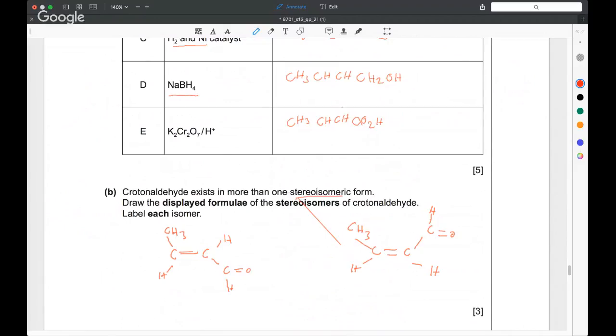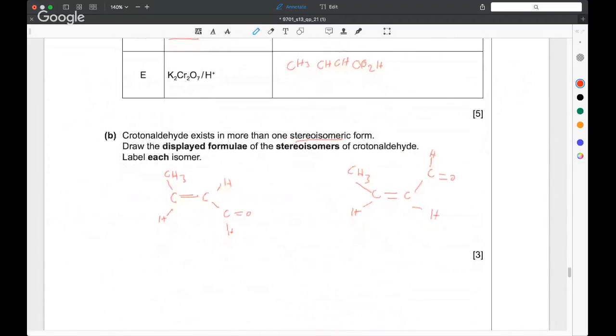Now, to distinguish between those isomers, you have this E or Z notation. Now, this one's the Z, and this one is the E. It's a little bit tricky to remember. These come from German words. For example, Z is zusammen, which in German means together. So these are together on the same side.